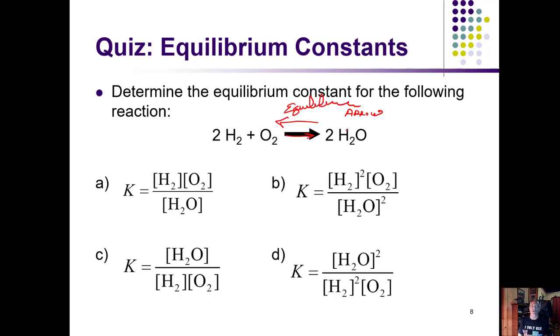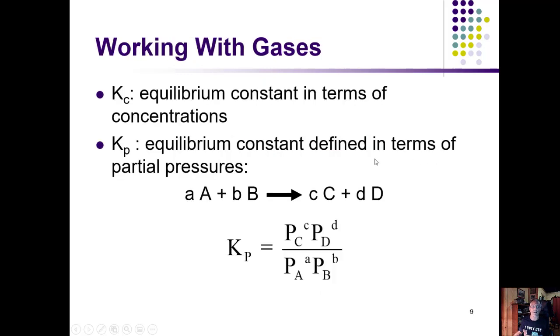So if I want to write the equilibrium constant expression, remember it's products over reactants, and here are your reactants. We're going to raise each product to its coefficient as a power, and we're going to raise each of the individual reactants to their coefficients as a power. So I'll leave it to you to solve that particular problem. Should be pretty easy. Okay.